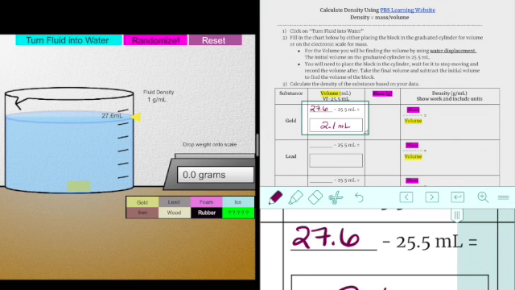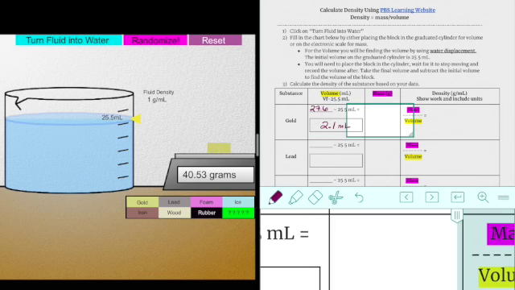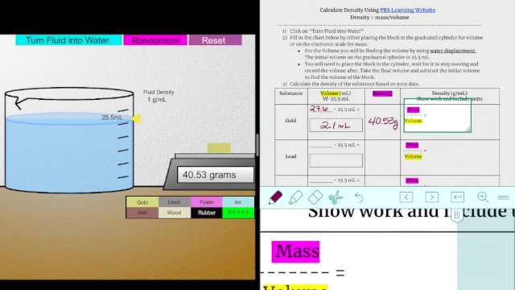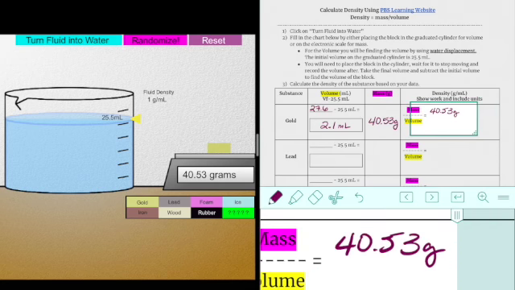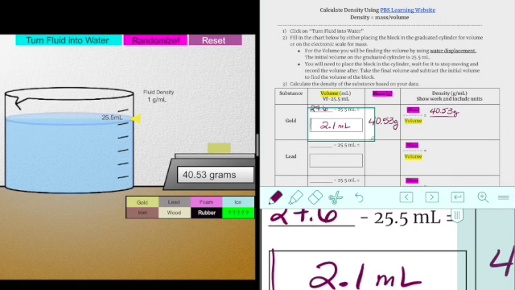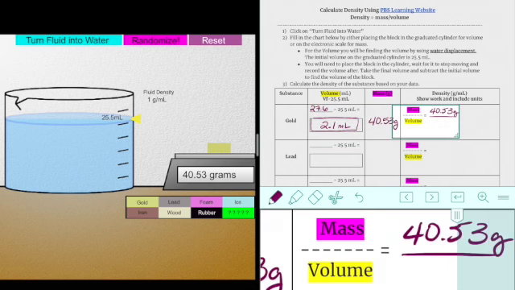Now you're going to take the gold and put it on the balance, and it says 40.53 grams. That's going to go in the next box. Then we can calculate the density. You're going to take the mass, 40.53, divided by the volume in the box, the 2.1 milliliters.